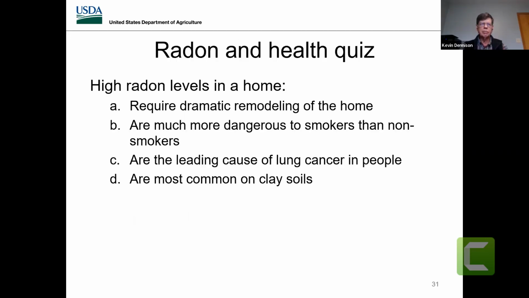So we're going to have a little quiz here, and there should be a poll for this. If you've got high radon levels in your home: A, does that require dramatic remodeling of the home? B, are those high levels much more dangerous to smokers than non-smokers? C, are they a leading cause of lung cancer in people? D, are they most common in clay soils? So we'll give everybody a chance to answer that.